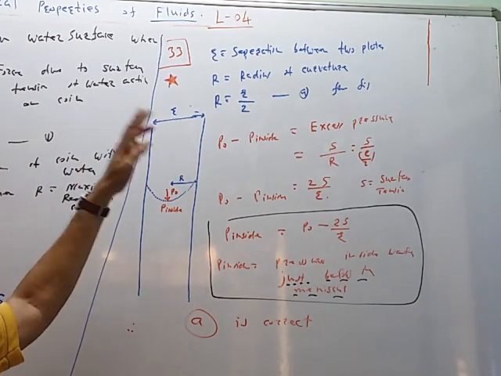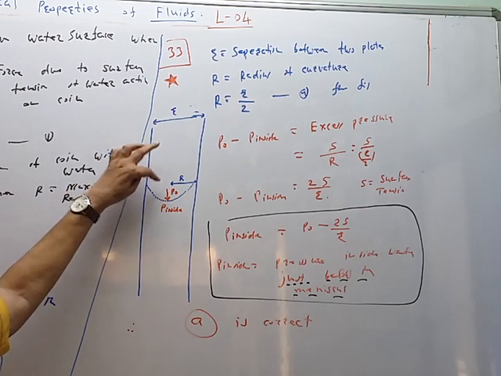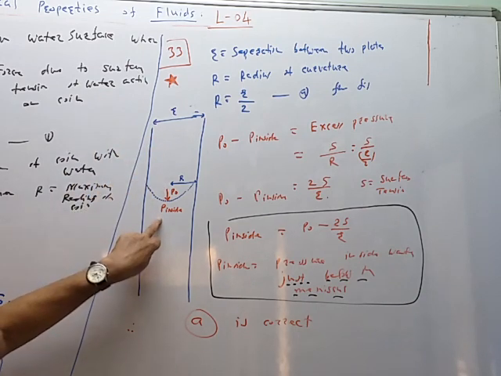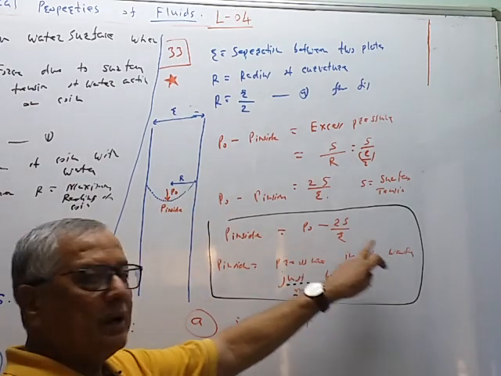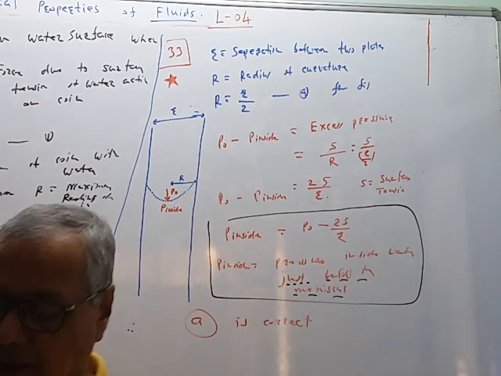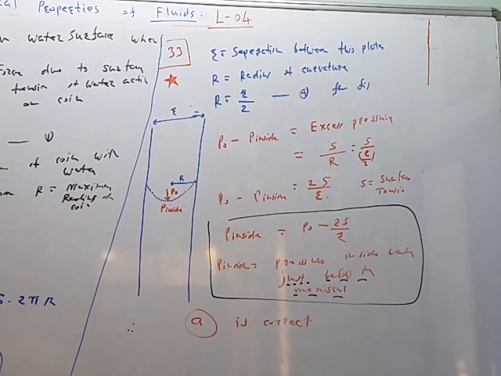Water has always a concave meniscus, and therefore P0 is always greater than this. Therefore P inside is less than P0. Therefore P0 minus something, and therefore the minus sign is correct. So the minus sign is given in choice A and choice C, but the correct choice is only A, like this.